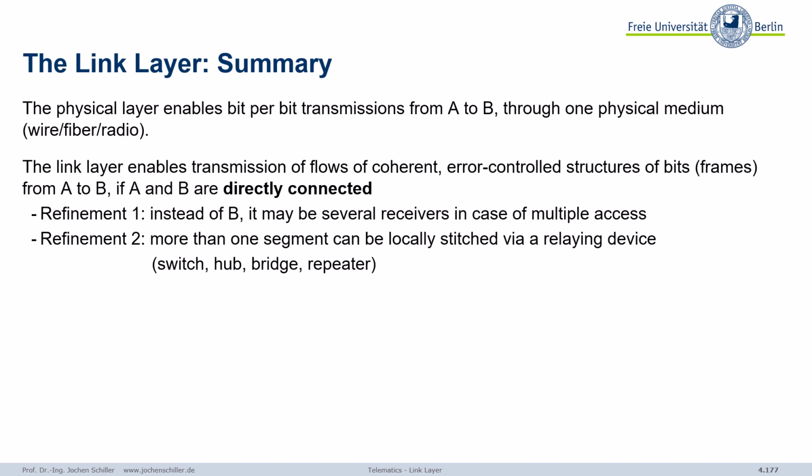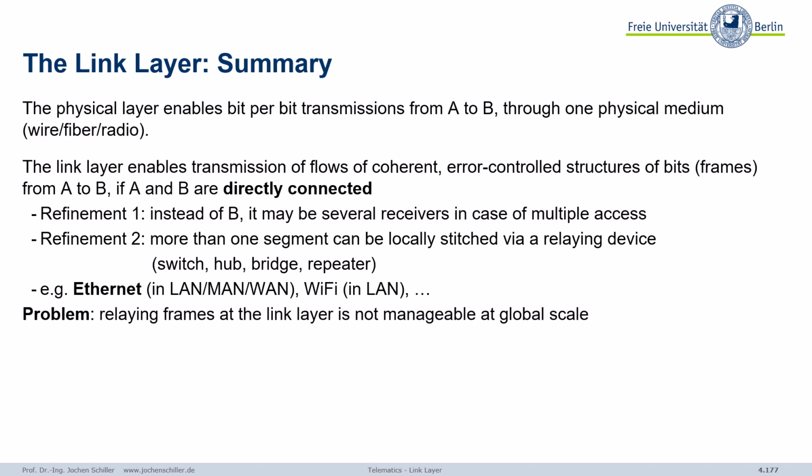And the second refinement was, okay, maybe we want to bridge longer distances, more complex networks. This is where we need some relaying services on different layers: switches, hubs, bridges, repeaters, etc. We had a closer look into Ethernet. We learned that we can use this on local, metropolitan, and wide area networks, Wi-Fi, and of course mobile communication. We also learned that this relaying using switches, for example, does not really scale. So this is where we need something else.